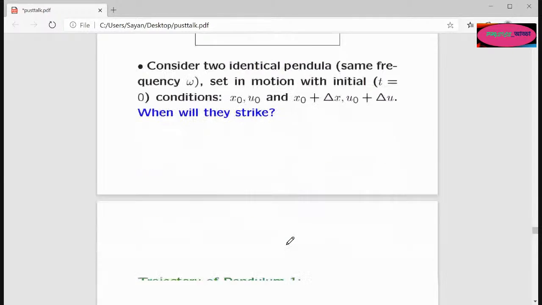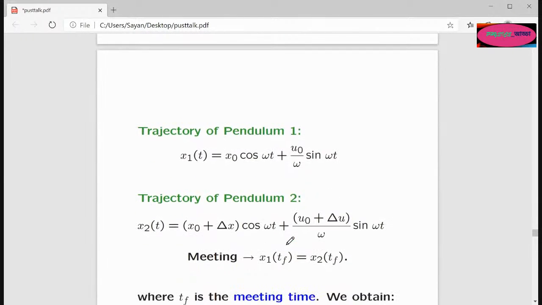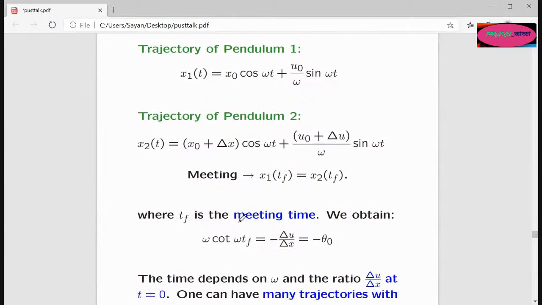Well, the trajectory of one of the pendula which started out at x naught with velocity u naught is going to be given by something like this, which you can mathematically solve. It's very straightforward. x equal to a sin ωt plus b cos ωt, and use your initial conditions at t equal to 0 to get this expression.